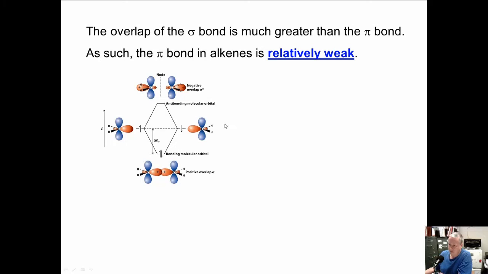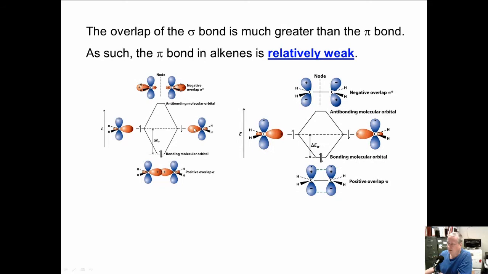So this is showing a little bit of the molecular orbital theory of the sigma bond. What it's showing is there's a sigma and a sigma star. The sigma star is the antibonding. Don't worry about this, you're not going to see this on the quiz. I'm just giving you little bits of information about the structure of these things, right? You have a bonding orbital and an antibonding orbital, all right?